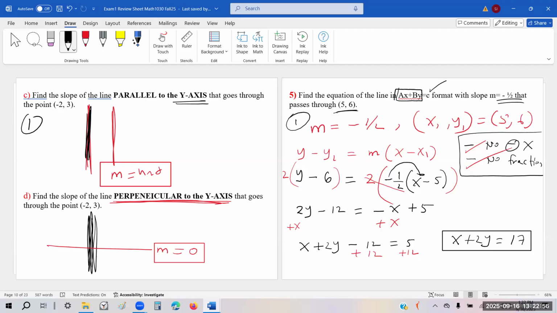Multiply by 2 at the end. You can. Yeah. You can distribute the fraction. So you get 1/2 x, and then 17. You multiply everything by 2, so no fraction.